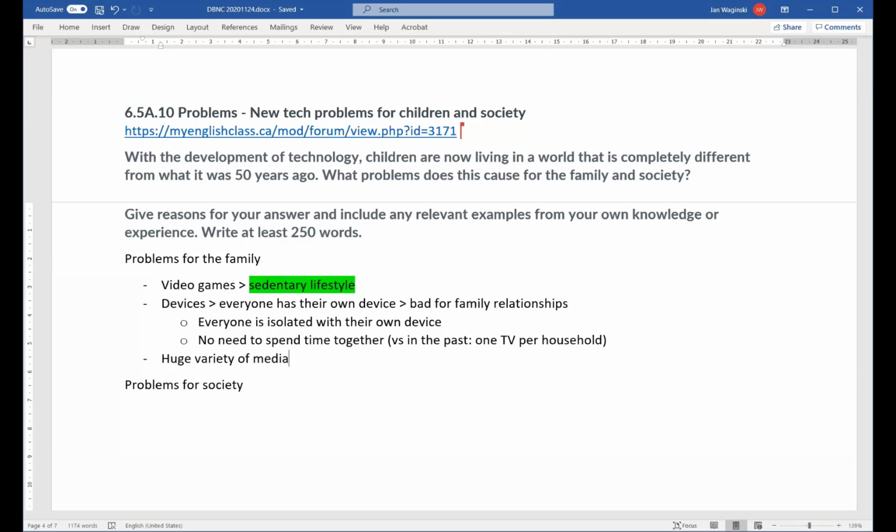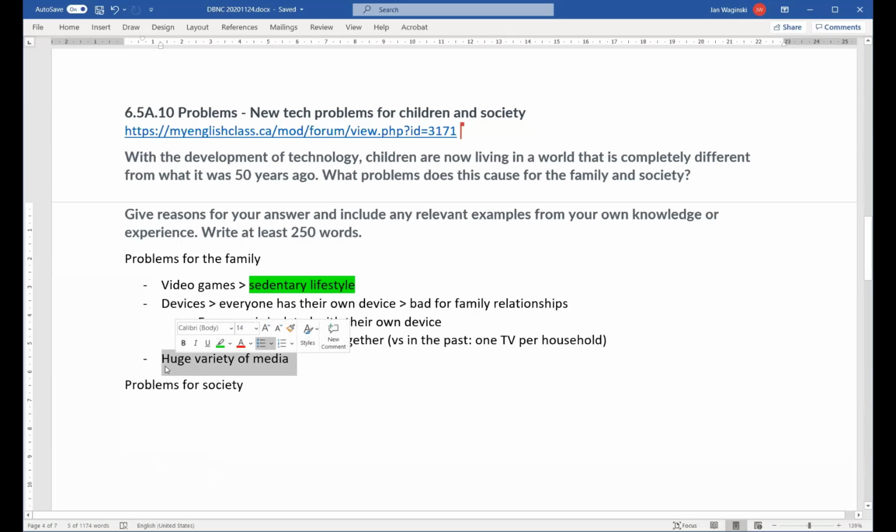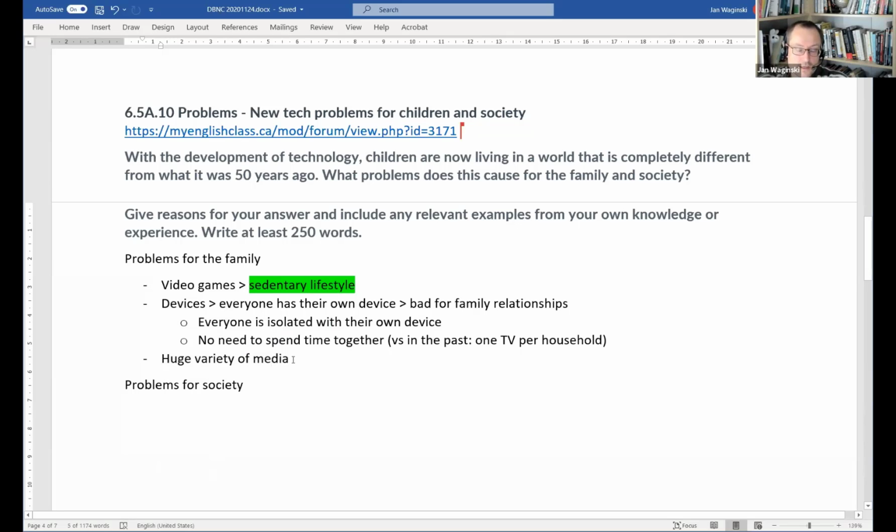Yeah, you're right. It's just a percentage. Probably in the past affect, but now affect more. But yeah, it could be complicated to talk about that. Right. So this is something you could talk about. It's the huge variety of media. This is another thing that comes up.